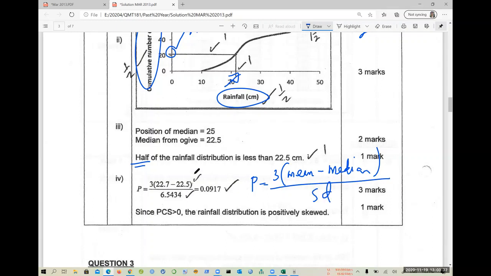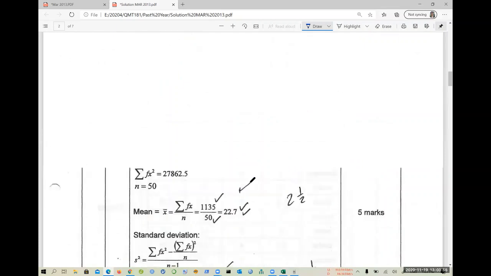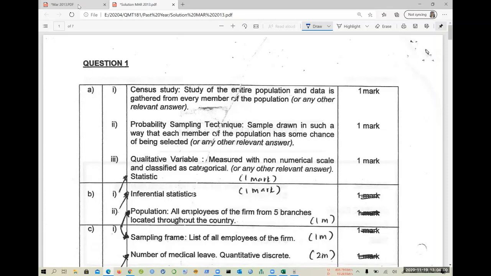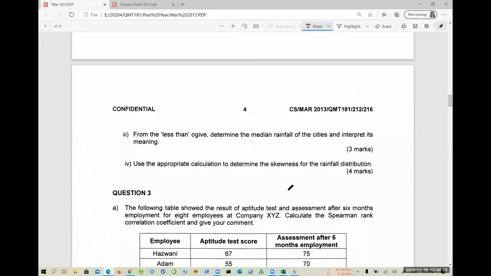So you found that the value to be 0.0917, which is greater than 0. So this is positive. So that means it is positively skewed. Okay. So that's it for the revision. This one is March 2013. You can get the question paper from the EQPS.